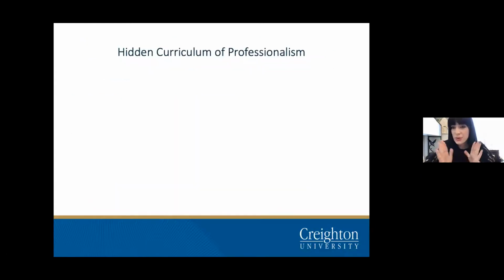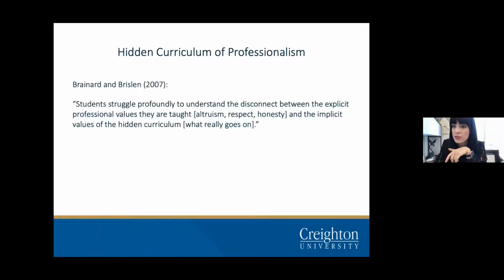That's because we've got a hidden curriculum of professionalism, right? You might have heard me talk about the hidden curriculum before. This article by Bernard and Brislin was written in 2007 when they were medical students. Now they're physicians, but they wrote this article that talked about this hidden curriculum.